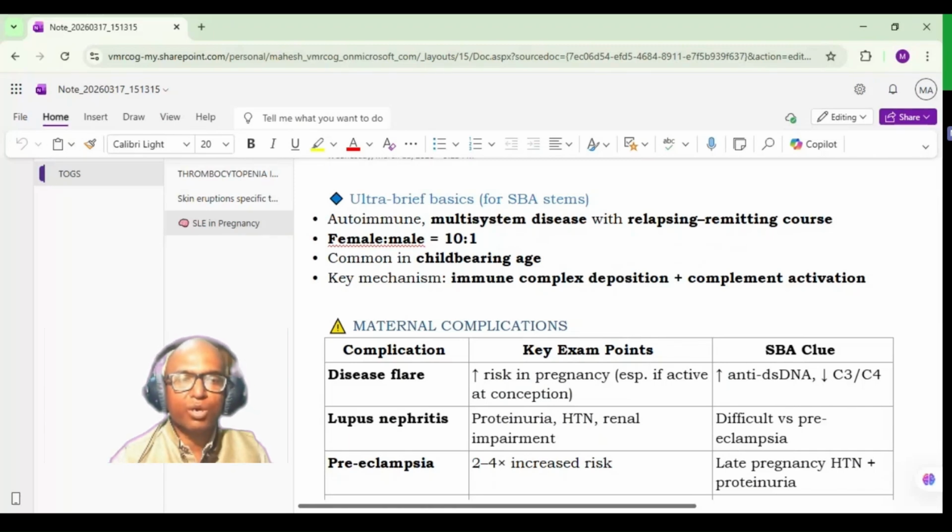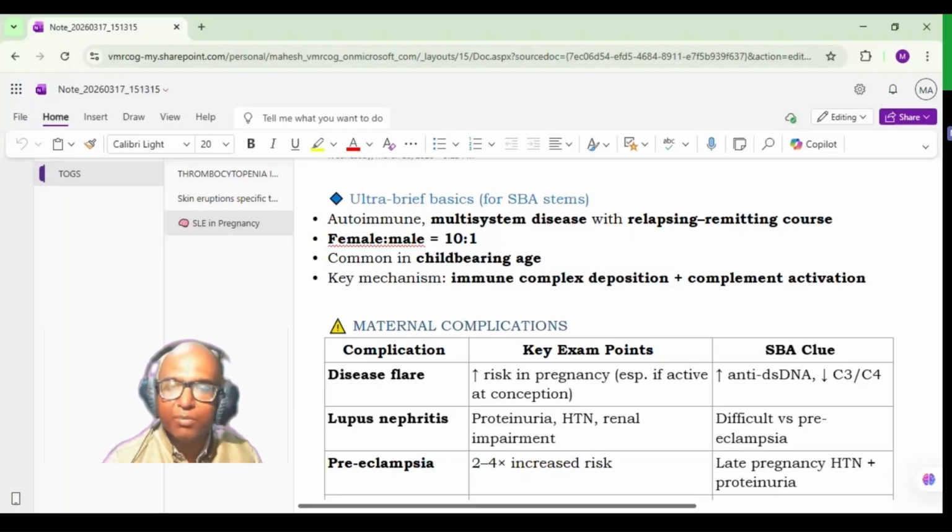We begin with our next talk, that is SLE in pregnancy. This is also one of the frequently asked topics. It is an autoimmune multisystem disease with relapsing and remitting course. Very specific: female to male ratio is 10 to 1. It is more common in females, in the childbearing age group.